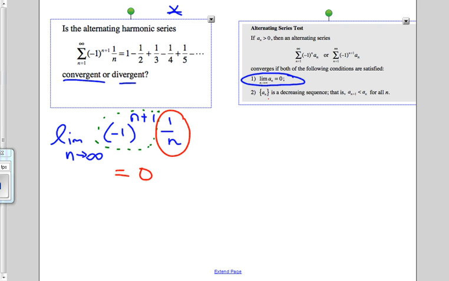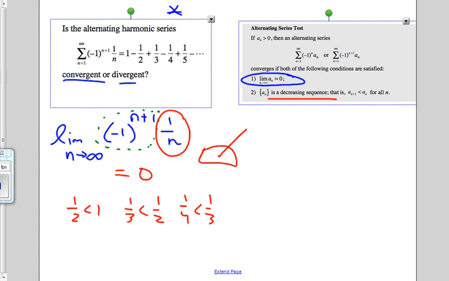So that met the first condition. And then the second condition, is it a decreasing sequence? Yes. 1/2 is less than 1, and 1/3 is less than 1/2, and 1/4 is less than 1/3. So each subsequent term is less than the one before it. So therefore, that implies that this alternating harmonic series, in fact, converges.